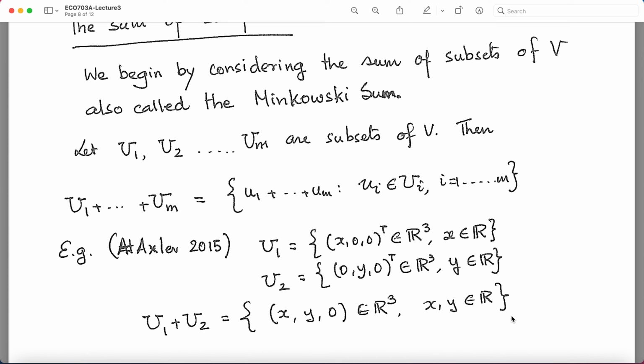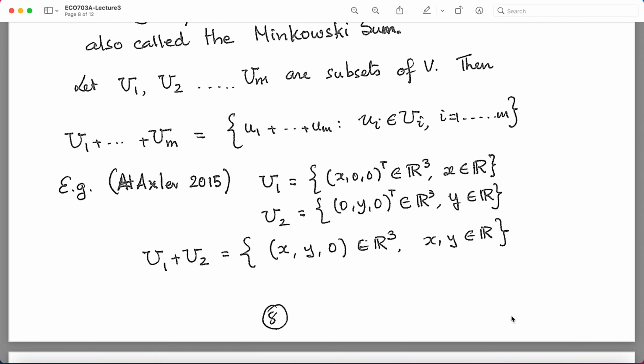So, if you have U1 and U2, two subsets of R3, (x, 0, 0) and (0, y, 0), what does it mean? This is the x axis and the y axis in R3. If you add these two, you will get the xy plane in R3. You will not get R3, you will get the xy plane in R3.